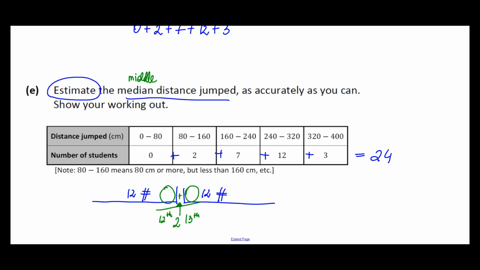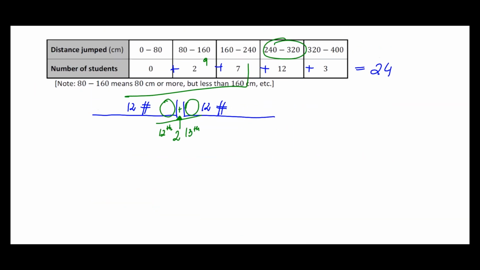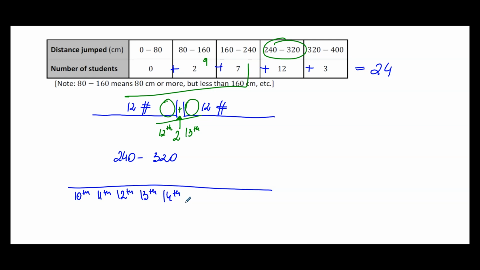So where are our 12th and 13th numbers? Here is 2, here is another 7, so together I have 9 numbers here. So in this bracket, I'm going to have the values I'm looking for. Let's extend the page a bit. What I'm looking for is in that 240 to 320 class. Since that is 9, that will be the 10th number, the 11th number, the 12th number, the 13th number, the 14th number, and so on.